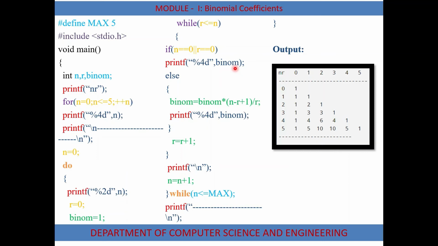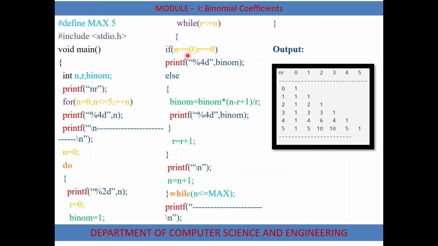After the execution of the statement, the control jumps to here. That is, it will increment the value of r by 1. r is equal to 0, 0 plus 1 is equal to 1. Now the value of r equal to 1. Again, check the condition. Check the inner loop. While r less than or equal to n, the value of r is 1 now. Is 1 less than or equal to 1? Yes. Check the condition. If n equal to 0 or r equal to 0, now n is 1, r is also 1.